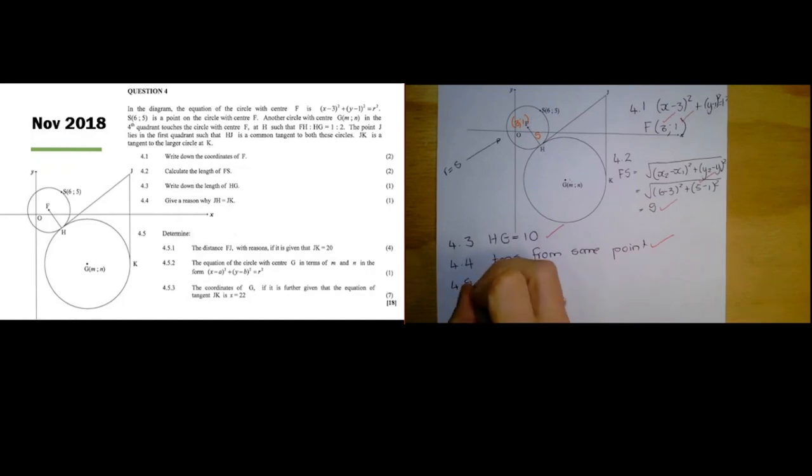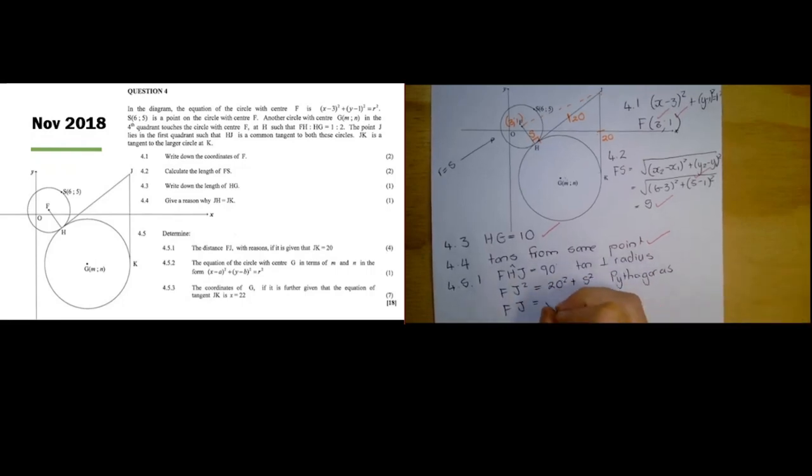4.5.1. Determine the distance FJ, so they want to know the length, the distance of FJ, with reasons. It's given that JK is 20. So if JK is 20, and these are tangents from the same point, it means JH is 20. And if they now want the distance of FJ, I can use Pythagoras. Why can I use Pythagoras? Because a tangent is always perpendicular to a radius. So let's start by writing that down. Angle FHJ must be 90 degrees. Why? A tangent is perpendicular to a radius.